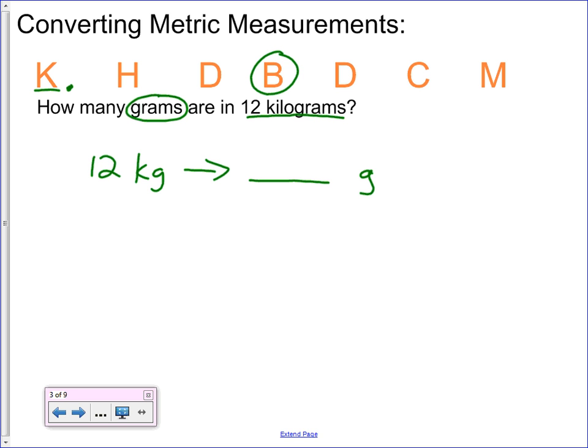Okay, so if I start here, I'm moving my decimal 1, 2, 3 places to my new decimal point. So again, I'm going to do the exact same thing down here. 1, 2, 3 places. All of those blank spots I'm just going to fill with zeros. So it would give me 12,000 grams.